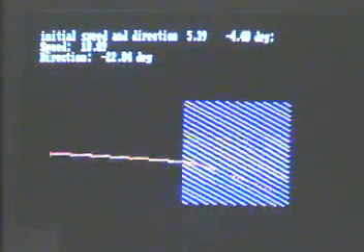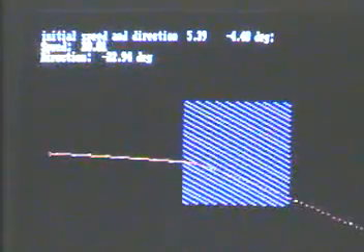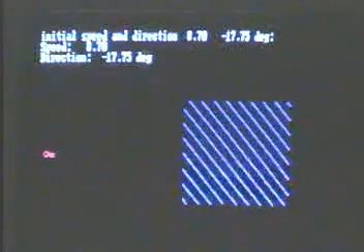Again, a force field. We don't know whether it's this direction or this direction, but in this case the particle's speeding up, being pulled toward the force field, and we conclude that the force is in this direction.